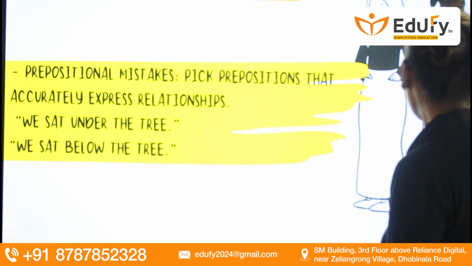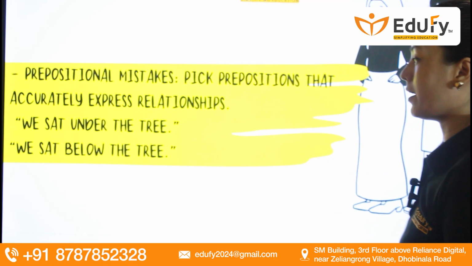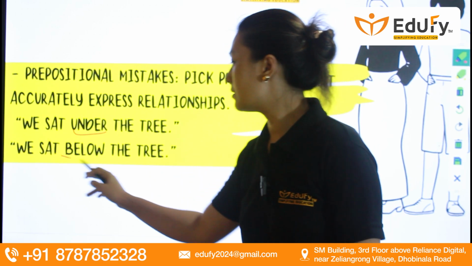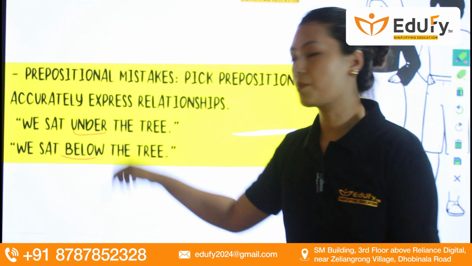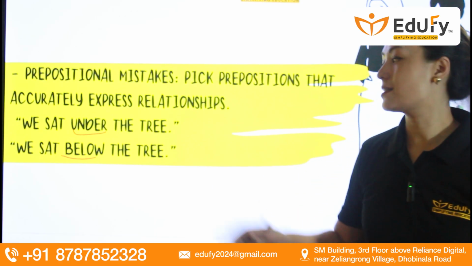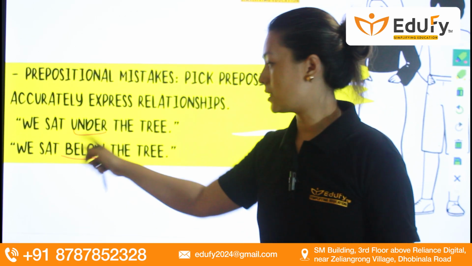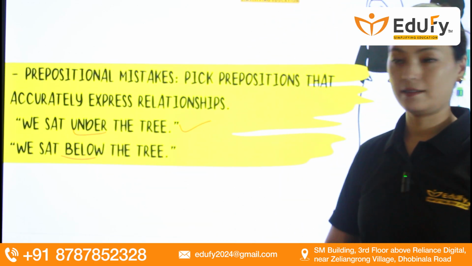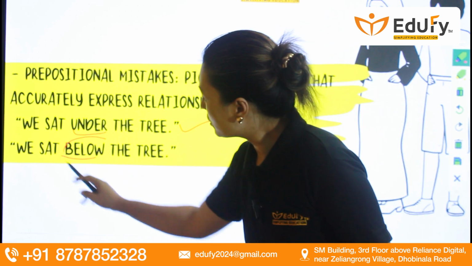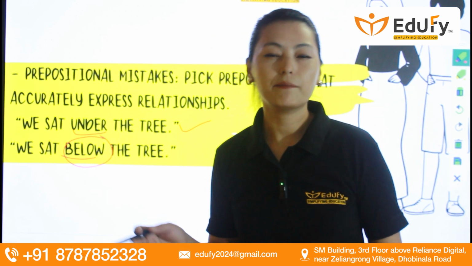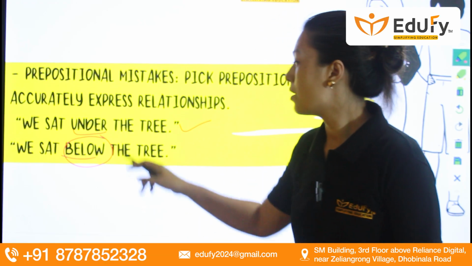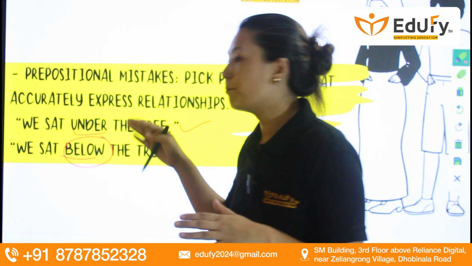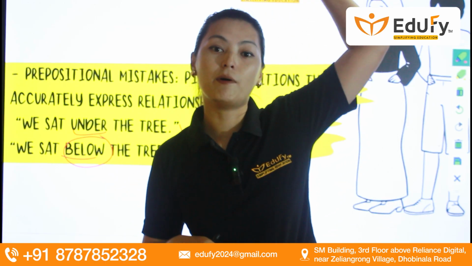Two sentences here. If you read carefully, you will find this very important difference, that is under and below. These are the two prepositions. Which one do you think is the correct one when you read it? We sat under the tree or we sat below the tree? The right answer is we sat under the tree. These two, if you think about it, sound the same. Maybe they have the same meaning. But what is the difference? When I say under the tree, that means I am being covered by the tree. Okay? When I say below the tree, that means the tree is above me.